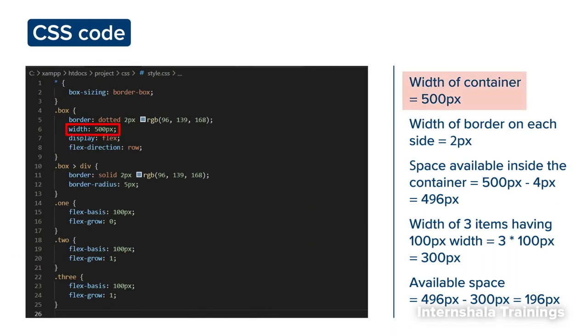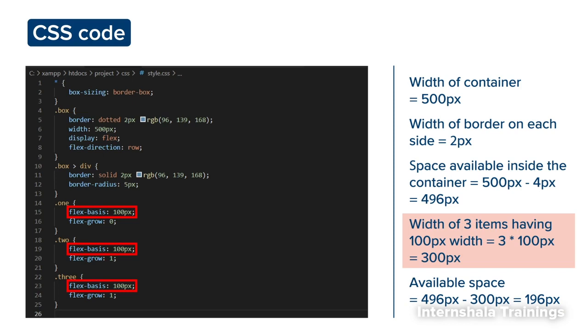Here, the container has a width of 500 pixels. The box sizing is set to border-box for all elements and the container has a border of 2 pixels on each side. Therefore, the space the container has inside the borders for its children is 500 minus 4, that is 496 pixels. Here, we have specified the flex basis for all the 3 items to be 100 pixels. This means that all the items will take a combined width of 300 pixels. This leaves us with 196 pixels of available space inside the container.